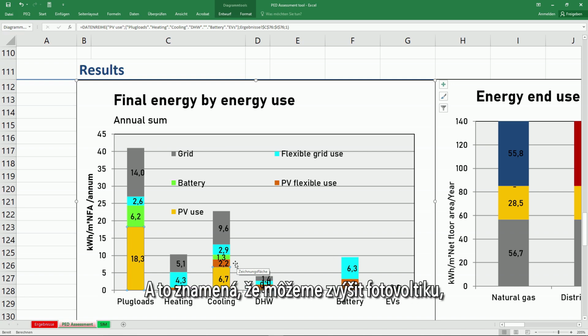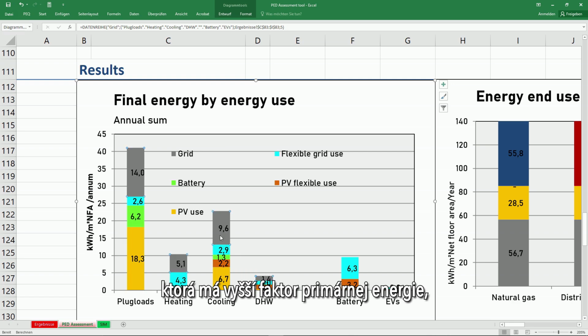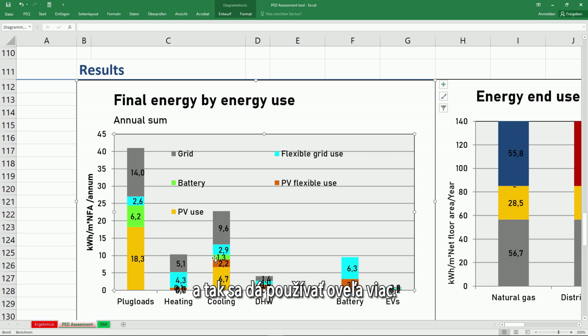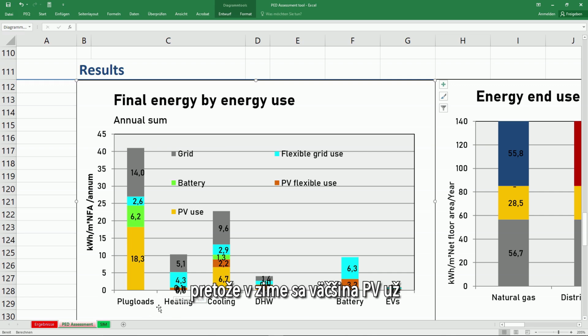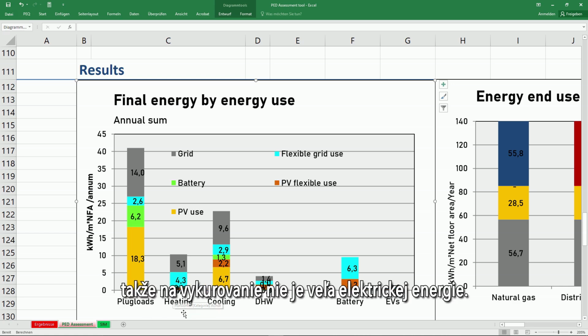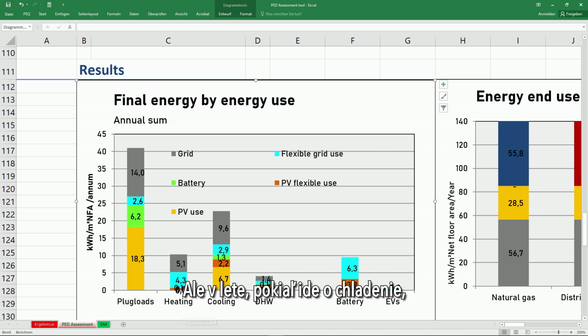And what that means is we can increase the PV, as you can see here, by 2.2 and decrease the grid electricity that has a higher primary energy factor that we want to avoid. Also, the battery can be used much more in the summer. And if you compare this to the heating situation in winter, you see the difference, especially in the PV use. Because in winter, most of the PV is already used by plug loads, so for heating there's not a lot of electricity to go around, but in summertime for the cooling, of course, we have a much better situation.